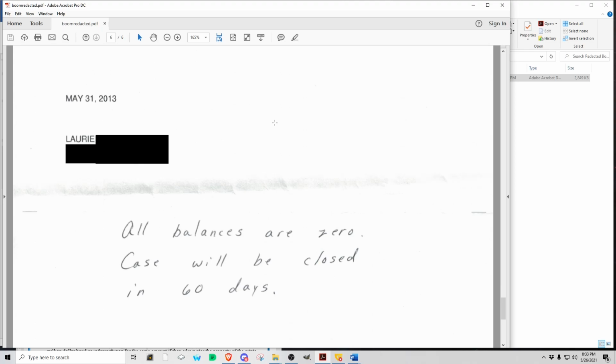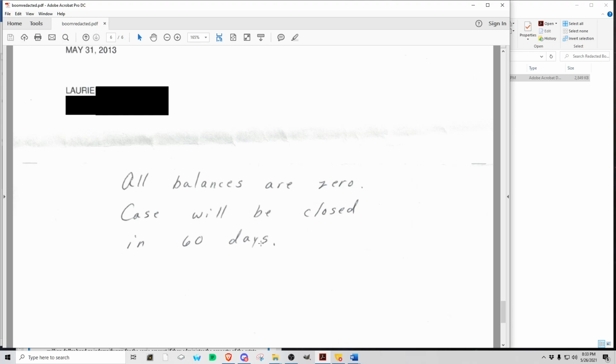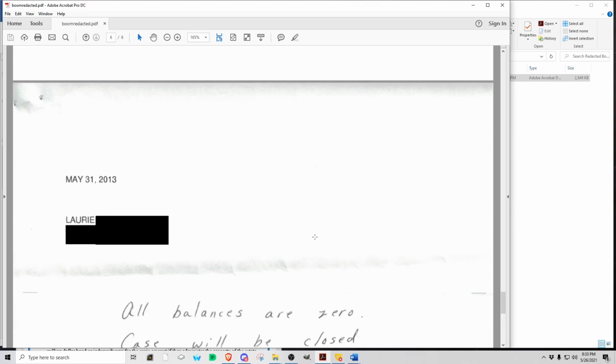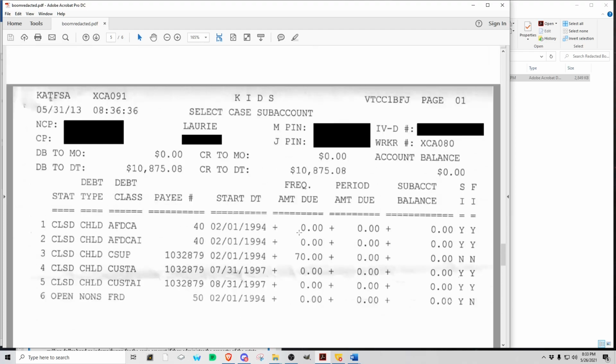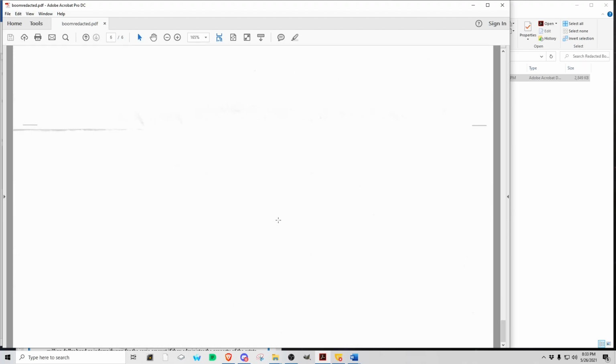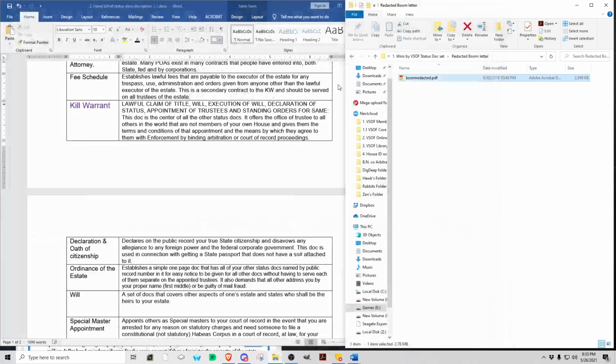May 31st, 2013. All balances are zero. Case will be closed in 60 days. No signature, nothing. That was all that was on that piece of paper, along with the accounting that he demanded that they send him. That was it. That's all he did. And then that case disappeared and we never saw it again. They ran away. So we realized, okay, that worked.